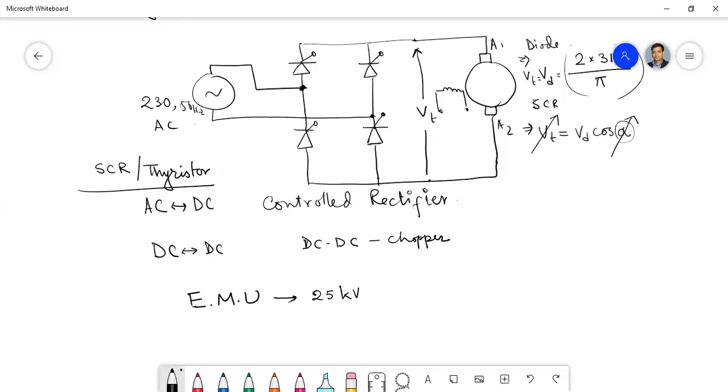HVDC transmission is now becoming the trend. But you just tell me, in case of railways or this type of trains, EMU, electric multiple unit, remember this term, electric multiple unit. There are multiple units in a train, therefore it is called the electric multiple unit. So EMU trains are the local suburban trains.